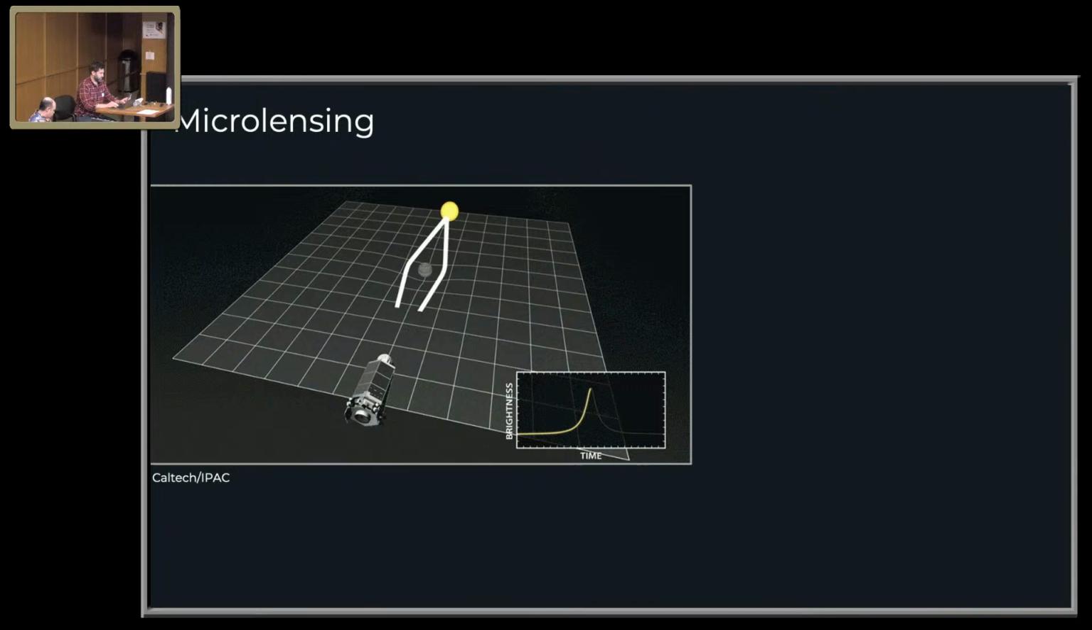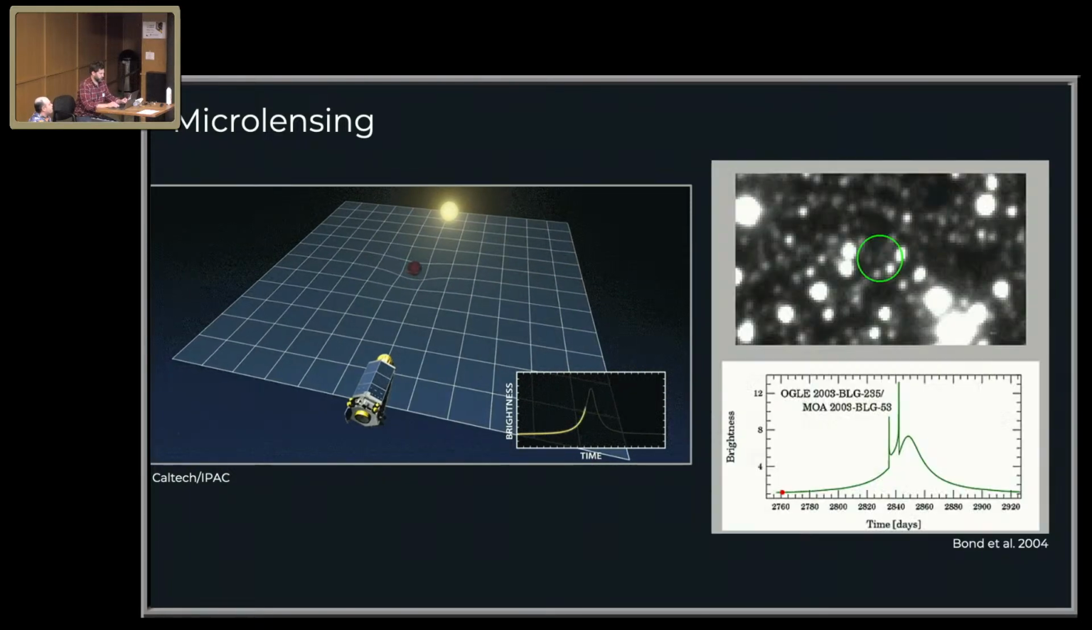So if these three come into a near perfect alignment, the gravity of the foreground lens can bend the light coming from the background source and create multiple images of the background source star. Typically, our telescopes don't resolve the multiple images, and what's actually measured is just this overall brightening and dimming of this light curve in this inset panel, of brightness over time.